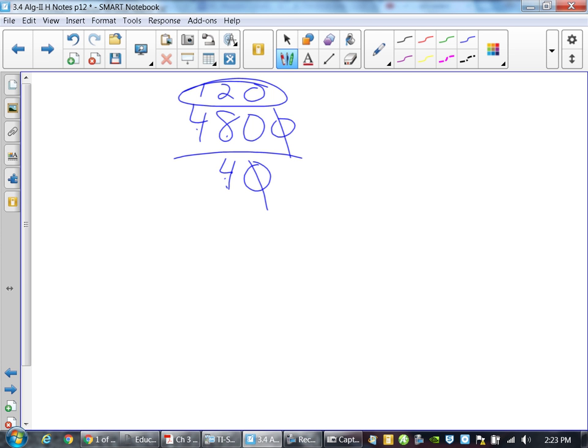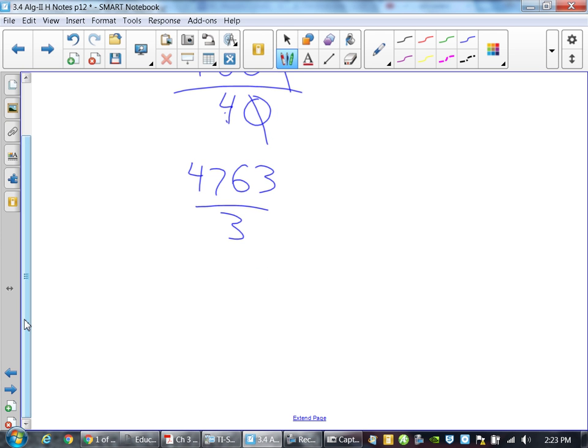It's the same thing if you're doing long division. 4,763 divided by 3. Instead of writing this out long form, 3 goes into 4 how many times? 1. How many are left over? 1. 3 goes into 17 how many times? 5. How many are left over? 2. 3 goes into 26 how many times? 8. How many are left over? 1. 3 goes into 13 how many times? 4, with 1 left over. So it's 1,587 and a third. That's all it is.